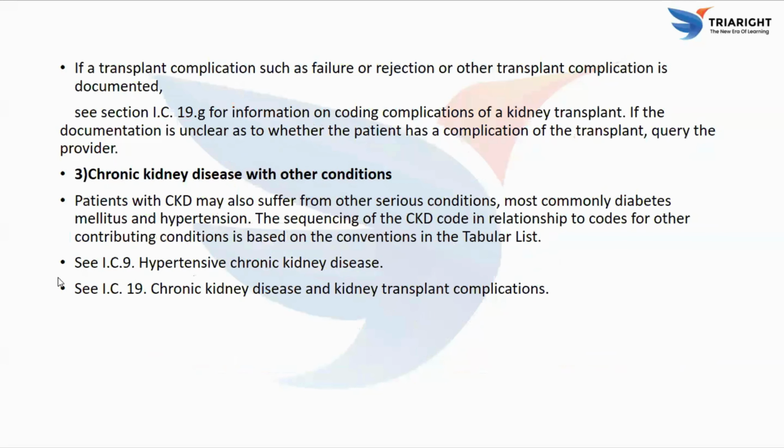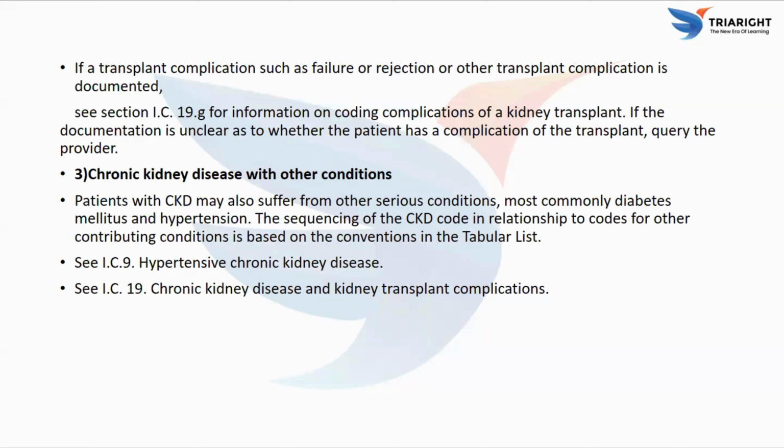If there is a transplant complication, how do you code? Sometimes a patient with a kidney transplant may develop problems such as transplant failure, transplant rejection, and other medical complications related to the transplant. If the provider clearly states that there is a complication, then we must code the complication first, according to section I.C.19.g of the ICD-10 guidelines. If documentation is unclear, the coder should ask the provider for clarification. This is important because we must know whether CKD is due to a transplant problem or is unrelated to it.